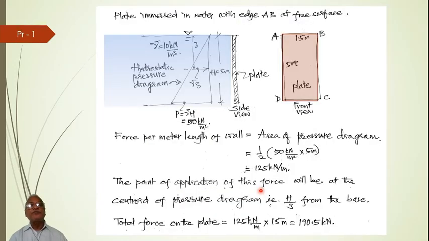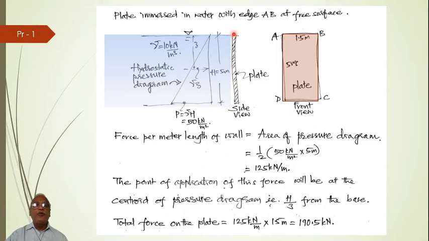Here there is one problem I have considered. Simple problem. A plate immersed in water with edge AB at the free surface. Here the vertical surface is here, but when you see it from the end like that, the plate is ABCD, and the length perpendicular is 1.5 and height is 5 meters.